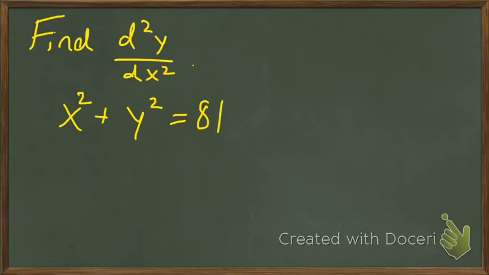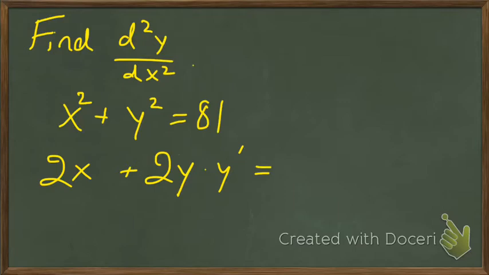The derivative of x squared is 2x. The derivative of y squared, that's 2y times either y prime or dy/dx, and the derivative of 81 is 0. Now that we have differentiated, we would want to collect all of the y prime terms, there's only one, and isolate y prime. So let's move 2x to the other side.